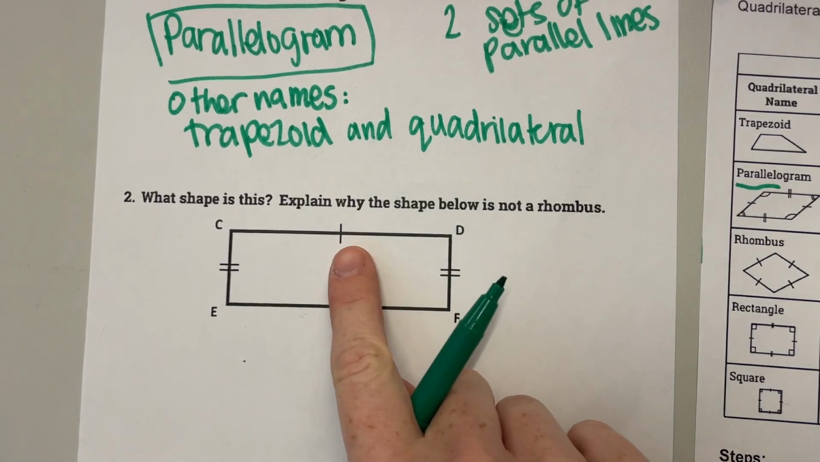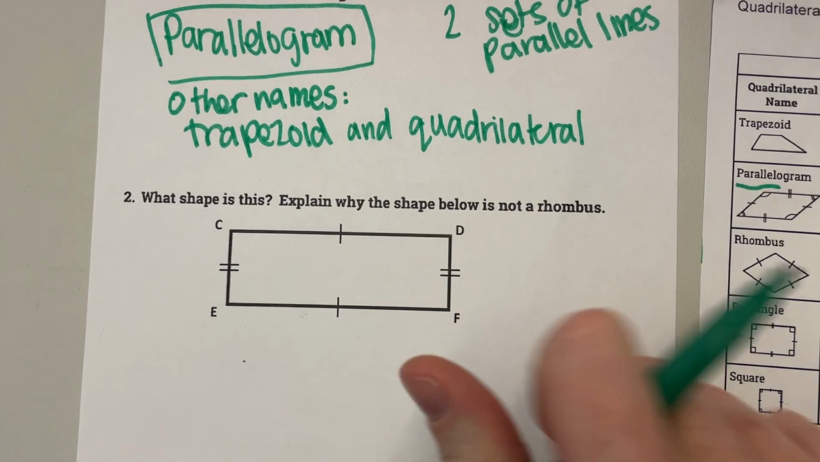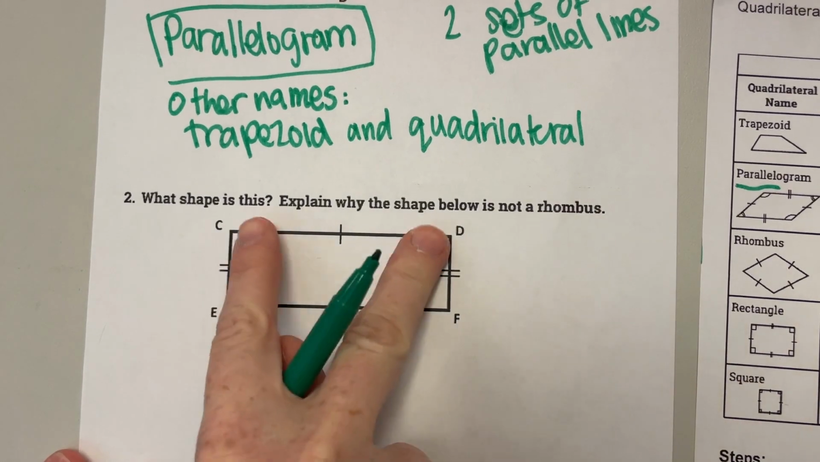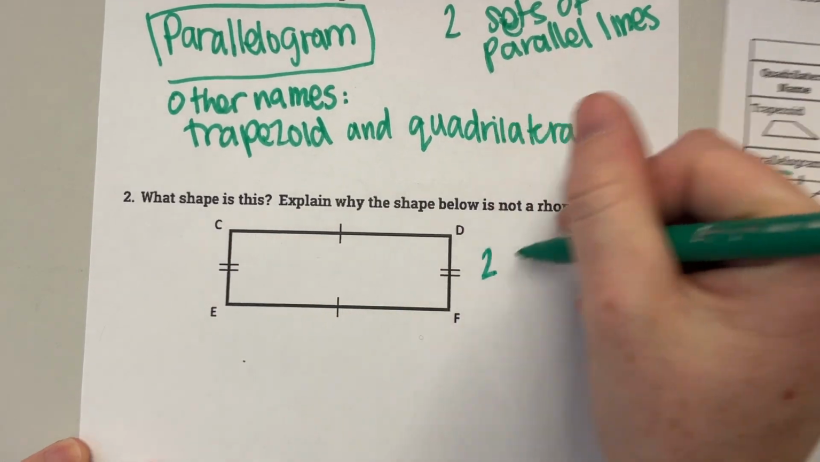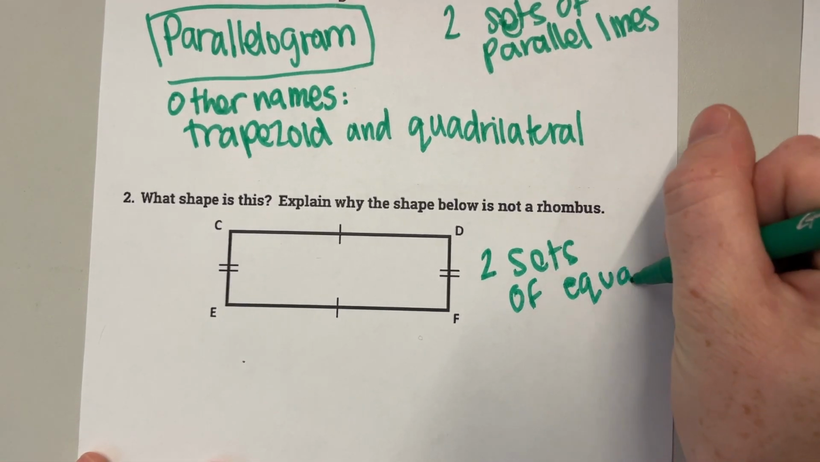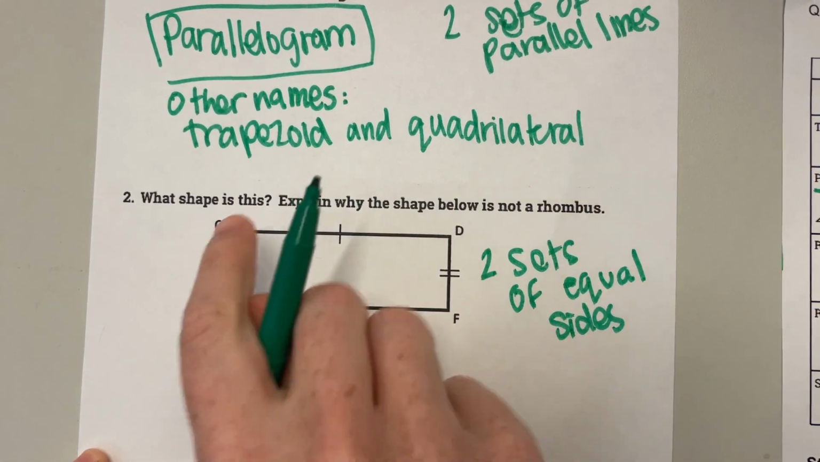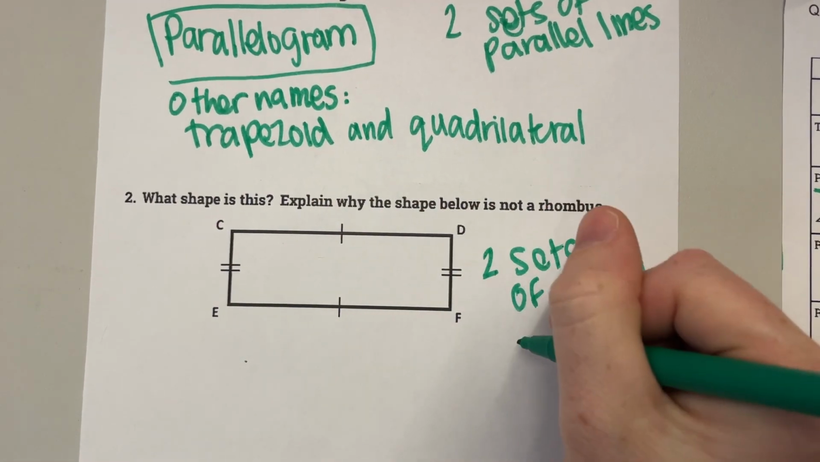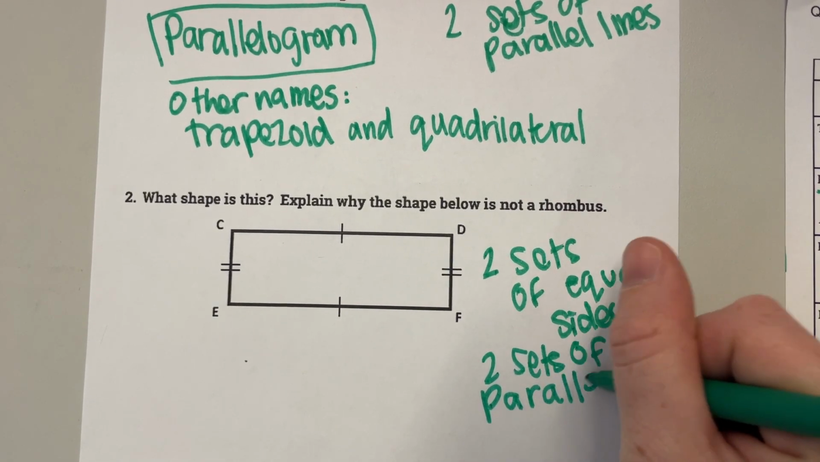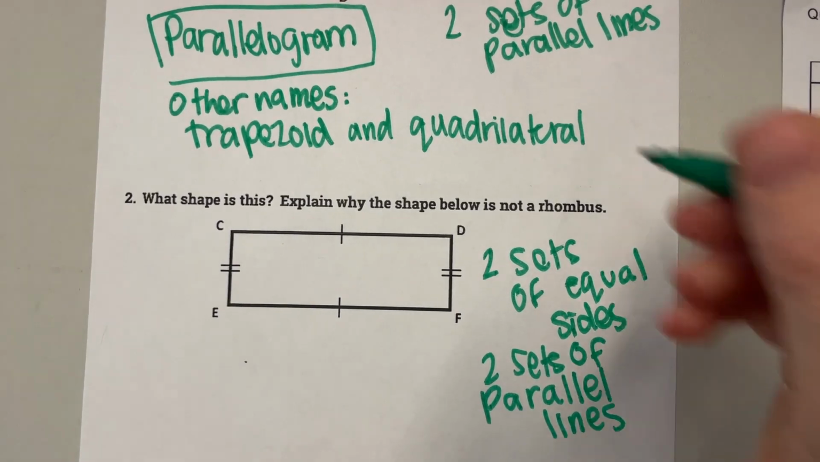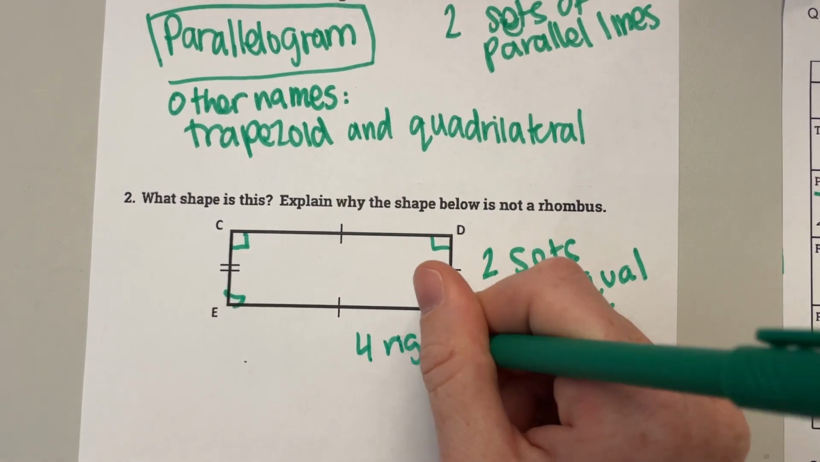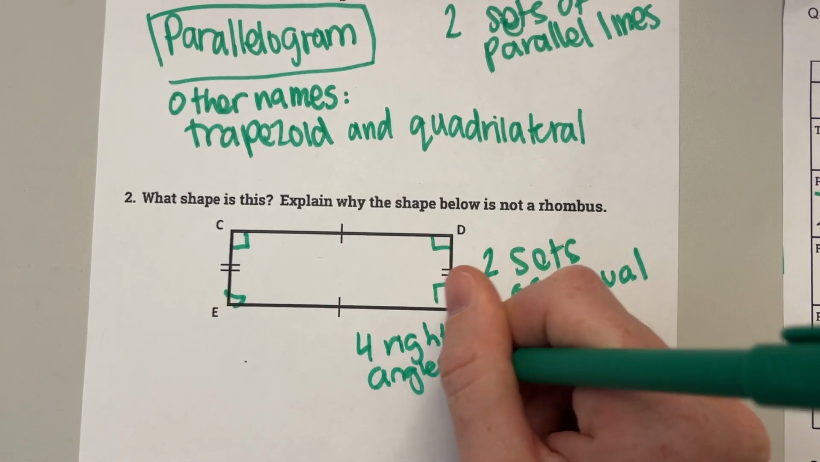Okay, what shape is this? And explain why the shape is not a rhombus. Okay, so I see this side and this side are the same length, and this side and this side are the same length. So 2 sets of equal sides. And then these 2 are parallel and these 2 are parallel. 2 sets of parallel lines. And then I see 1, 2, 3, 4 right angles.